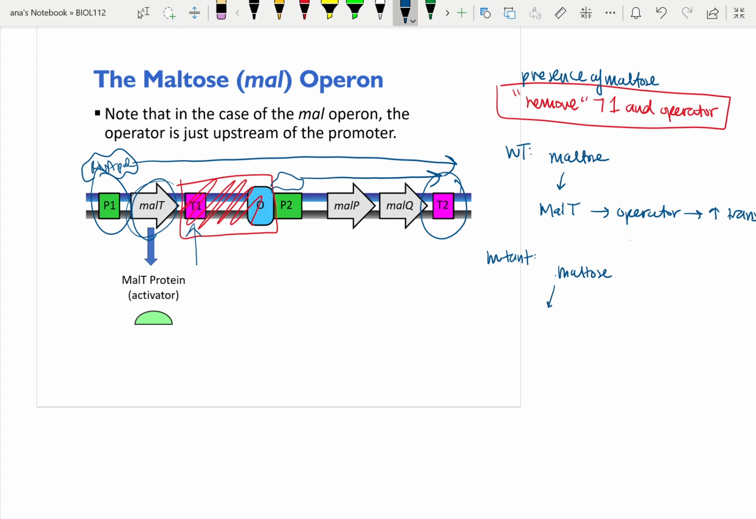Okay, so maltose will bind MAL-T, and it'll activate it. Great, but now we don't have an operator. Again, just like before, no operator. So this whole step doesn't happen, because even though MAL-T is active, there's nowhere for it to bind.